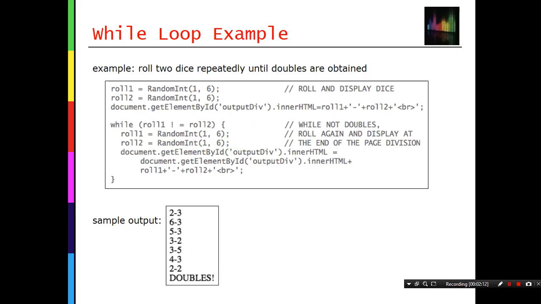So for example, here we see rolling some dice, and I'm going to show this example in a little bit on a browser. We roll 1, then we roll 2. We say what the roll is. If the rolls are not equal to each other, we keep rolling. So we say roll 1 equals random int 1 6, roll 2 equals random int 1 6, and we display those results again.